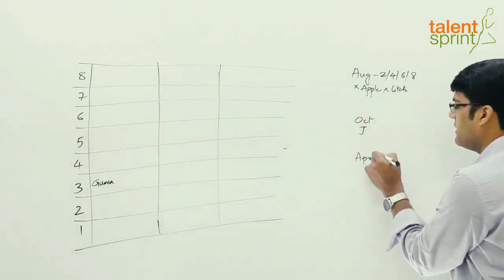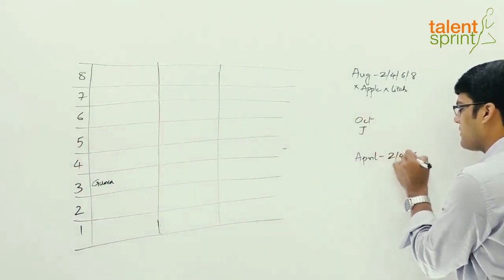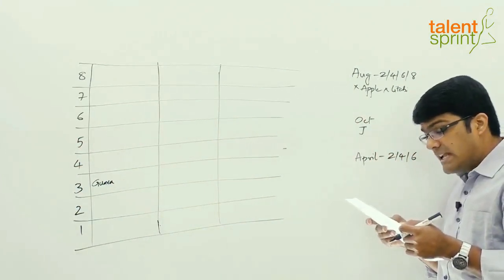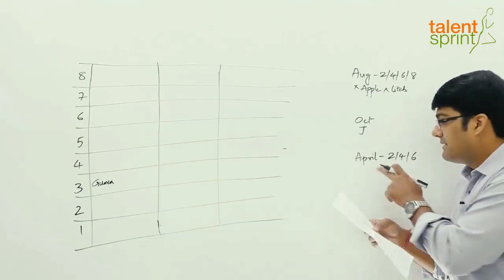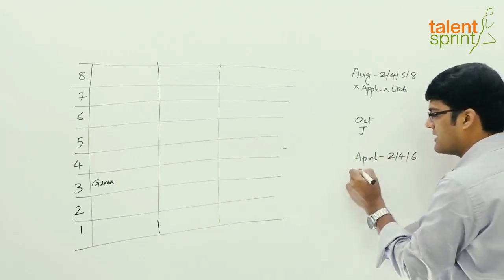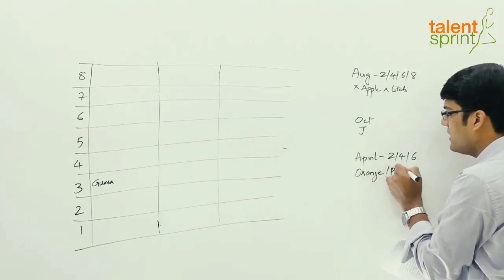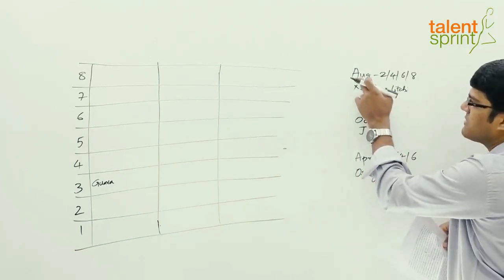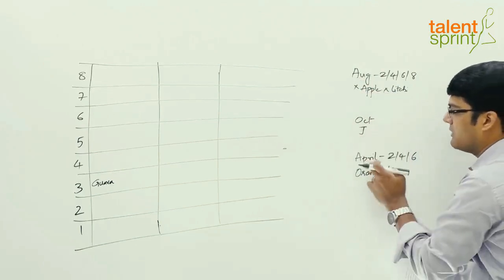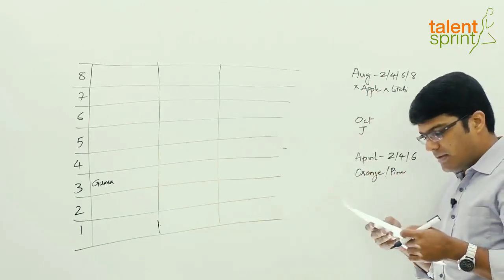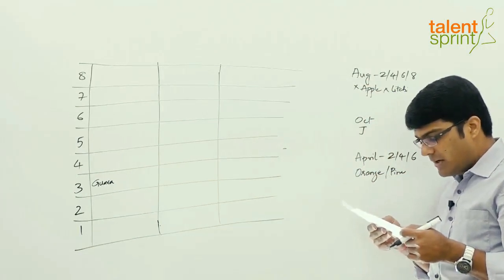So we will say April goes for second floor or 4th floor or 6th floor, and likes either orange or pineapple, right? So this guy would like orange or pineapple. You're getting it? The one who was born in August will not like apple or lychee. The one who was born in April will like either orange or pineapple. Okay, so that's the next point.